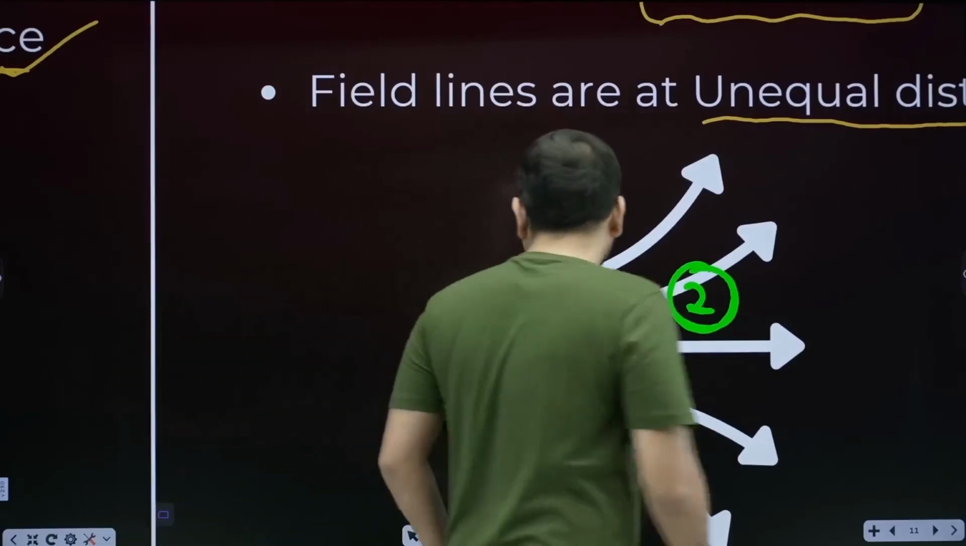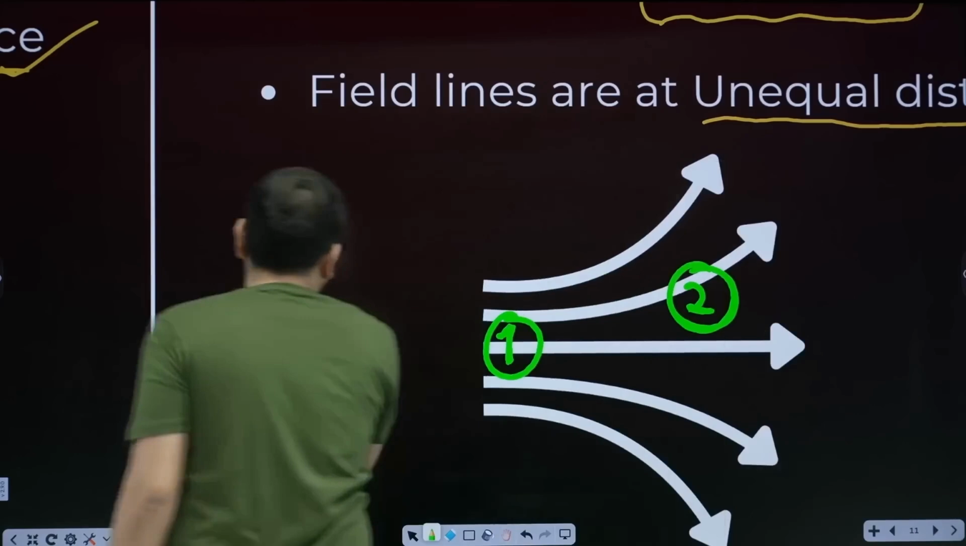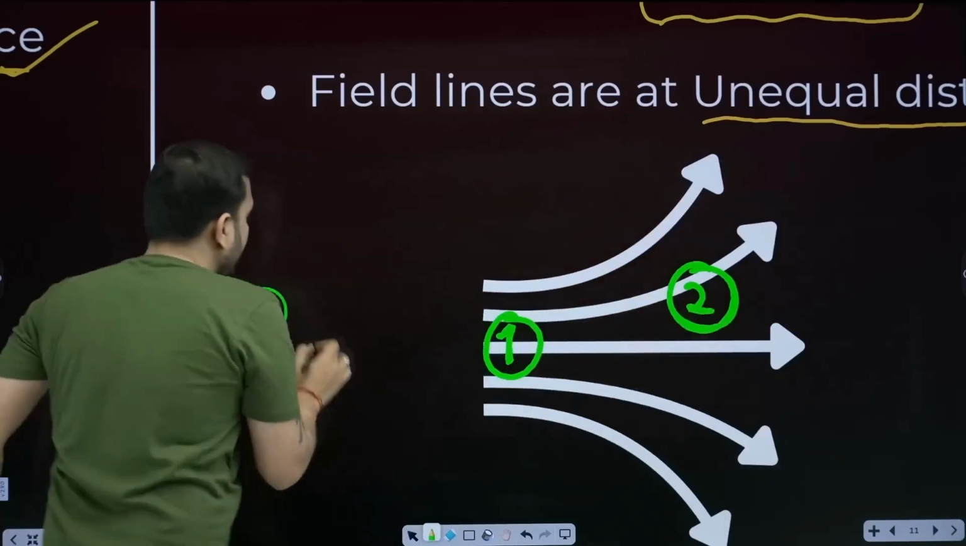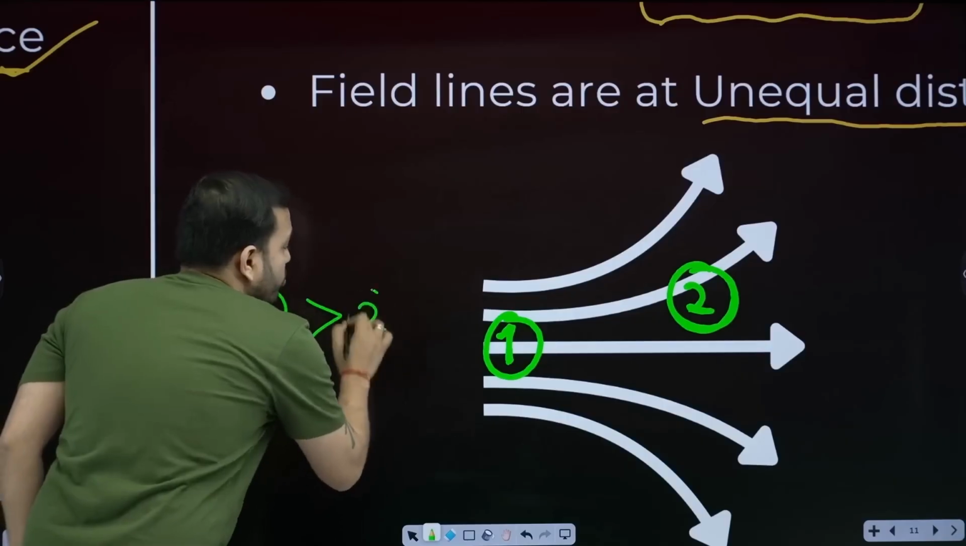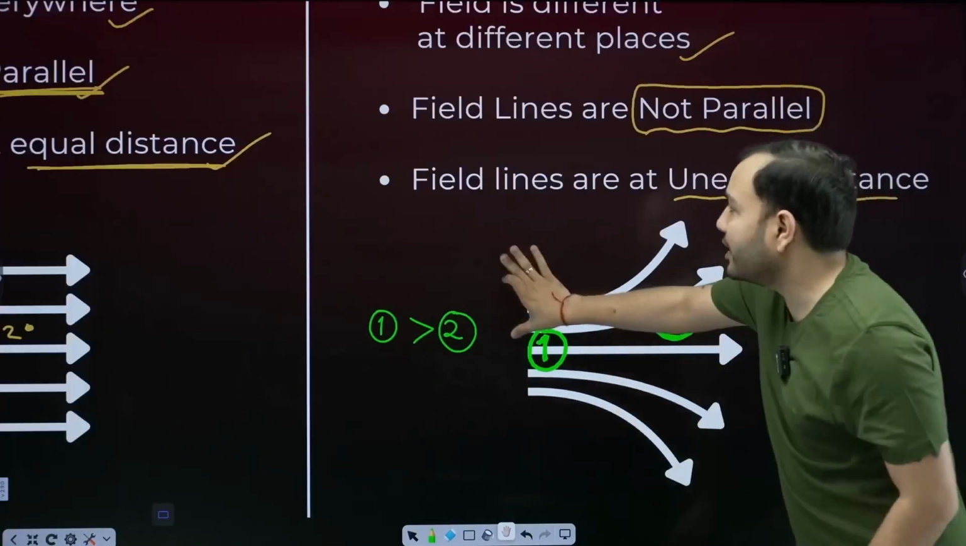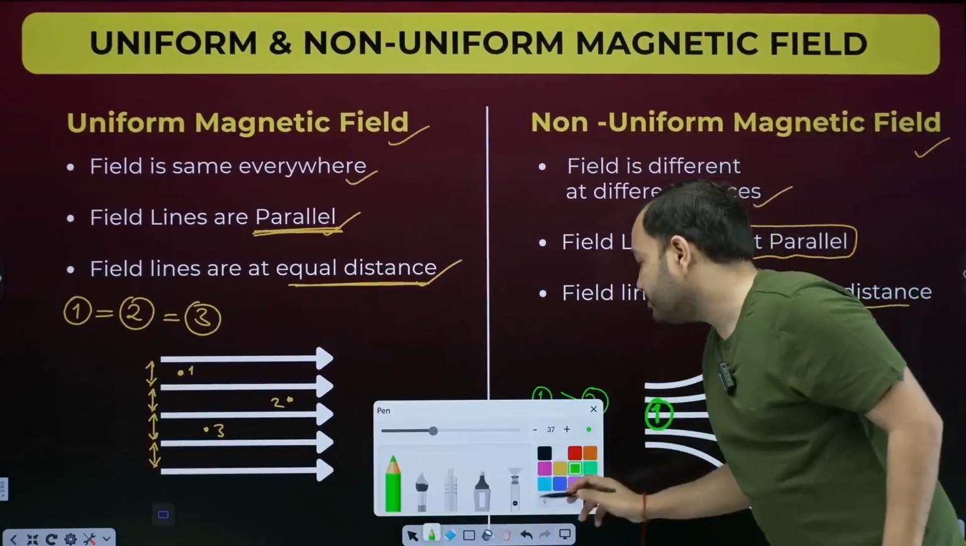If I look carefully, here the field lines are closer and closer. So how will the field at 1 be? It will be strong. At 2, the field lines are going further away. How will the field at 2 be? Weak. So 1 is strong, 2 is weak. Means everywhere it is not the same. So what do we call such a field? Non-uniform magnetic field. Okay. Let's move ahead.